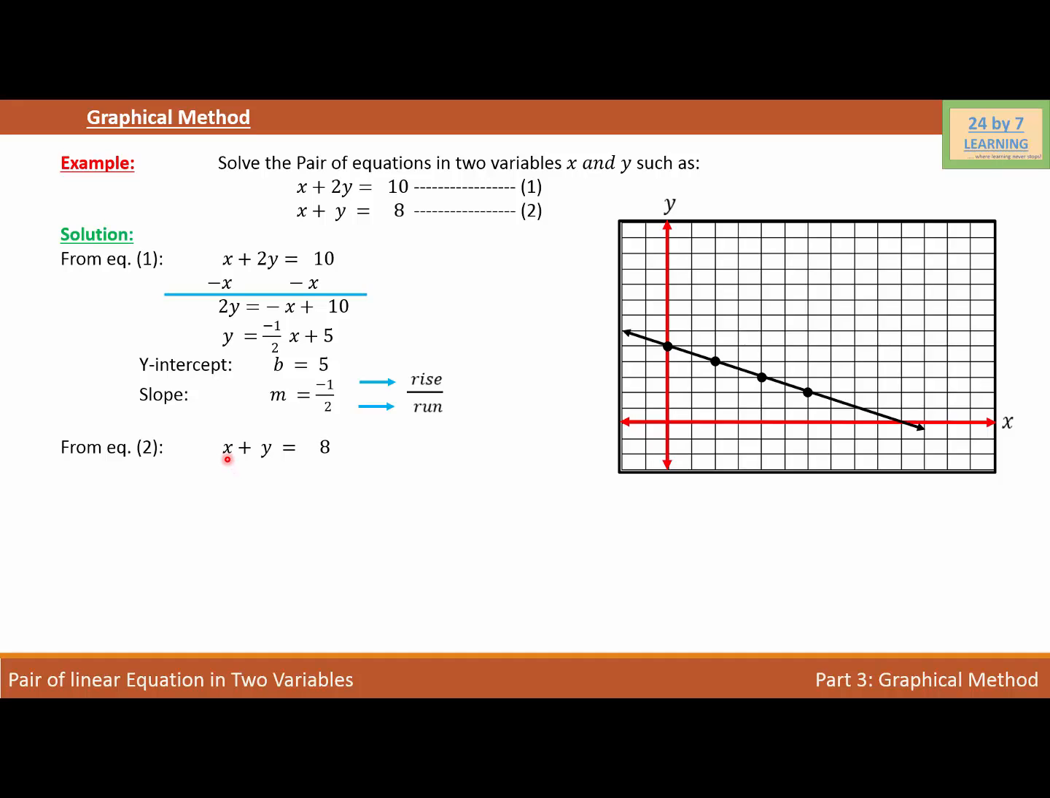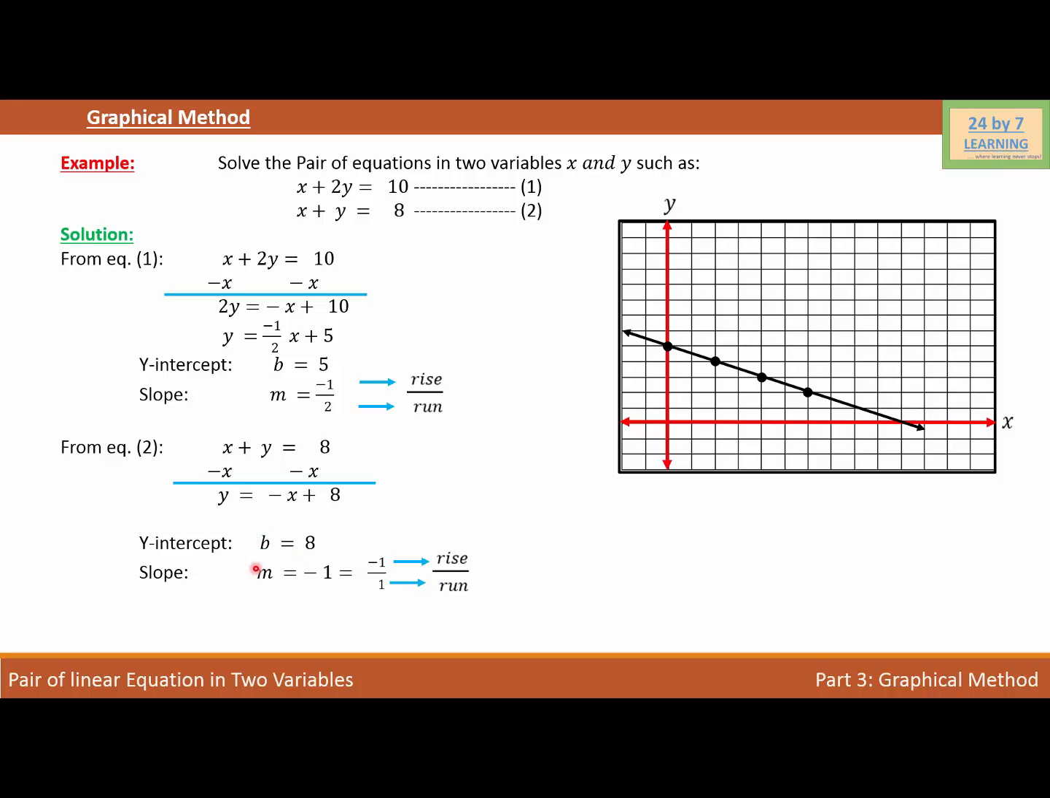I need to get rid of x, so I will subtract x from both sides. The x cancels out, and I only have y left on the left side. So I write y is equal to negative x plus 8. If you look closely at this equation and compare it with the slope intercept form, this is my y-intercept and this is my slope. So my y-intercept is b equal to 8, and my slope is m equal to negative 1, which I can write as negative 1 over 1. If you remember, slope is rise over run, so my rise is negative 1 and my run is 1.